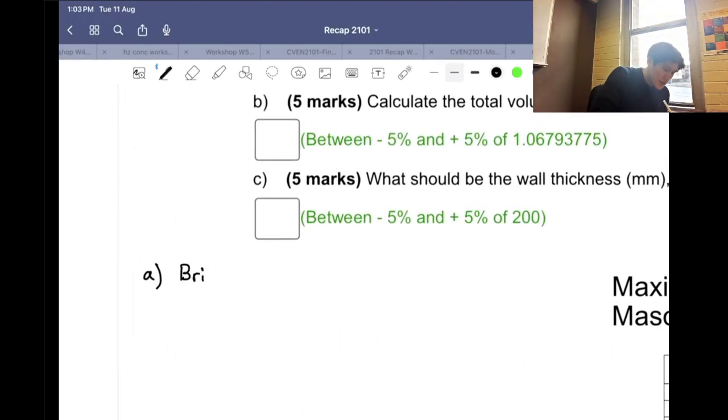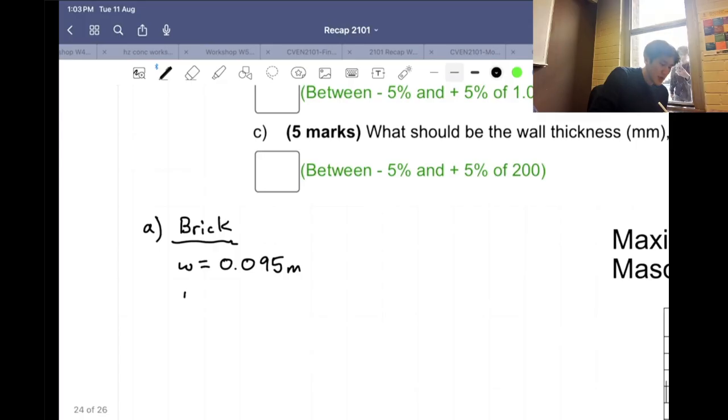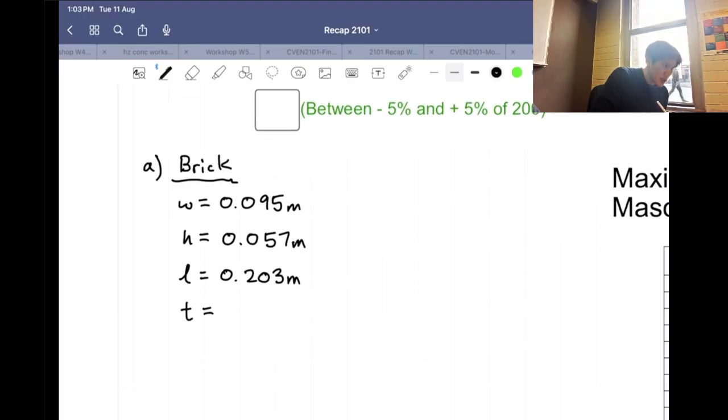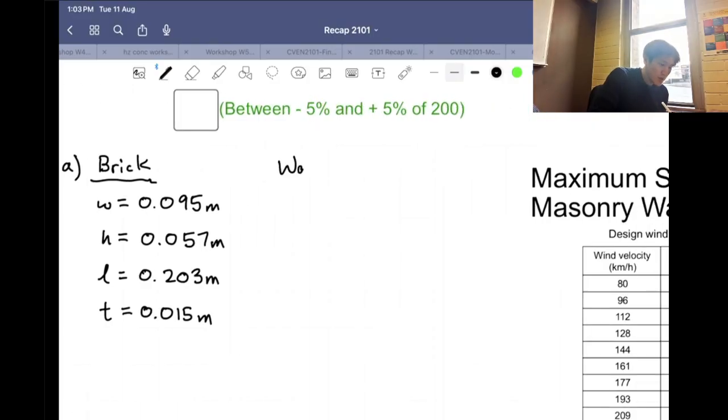So the brick dimensions, it says the width is equal to 0.095. I'd recommend converting everything to meters because that's what you'll be working with, and it's a bit easier. 0.057 for the height, and the length is 0.203 meters, and the thickness of each joint is 0.015 meters. And then for your wall, the height is 2.2 meters, and then the length is 15 meters.